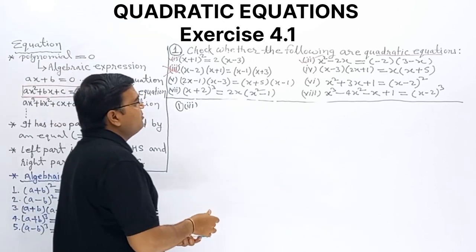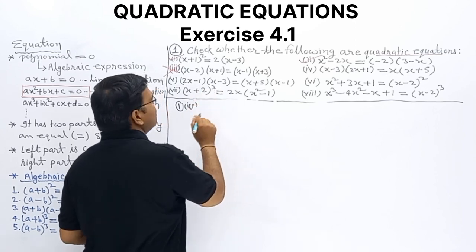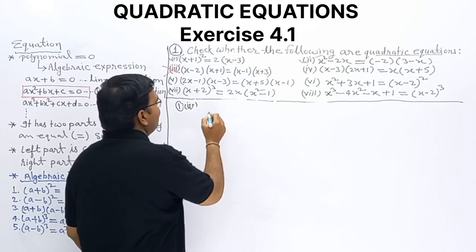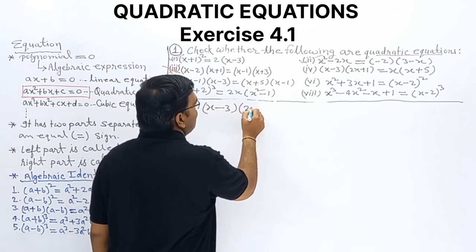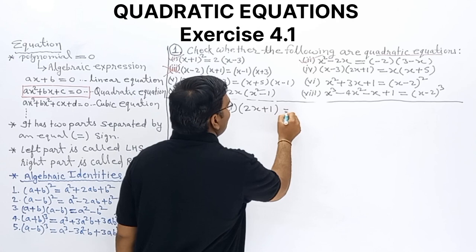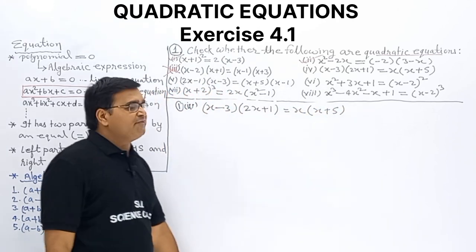What about the question number 4th one? I am writing there question number 4th. What is this one? x minus 3 into 2x plus 1 equal to x times of x plus 5. Observe carefully.